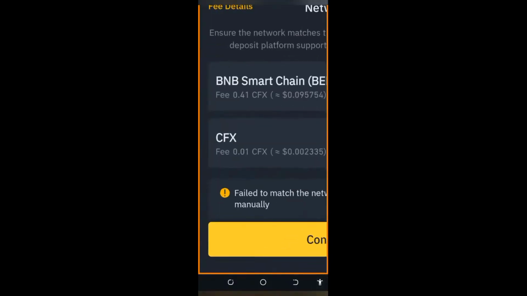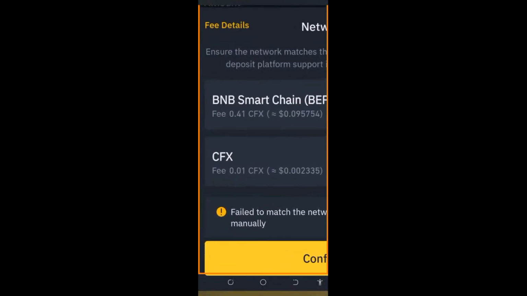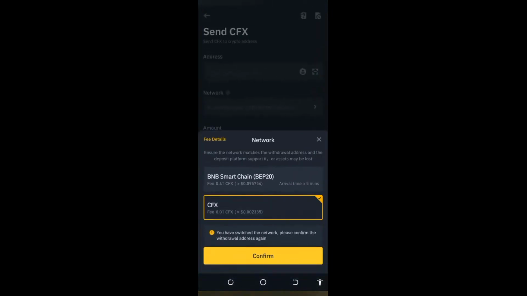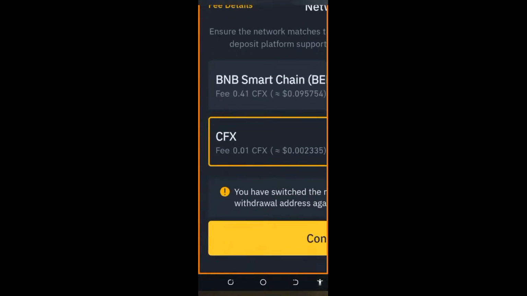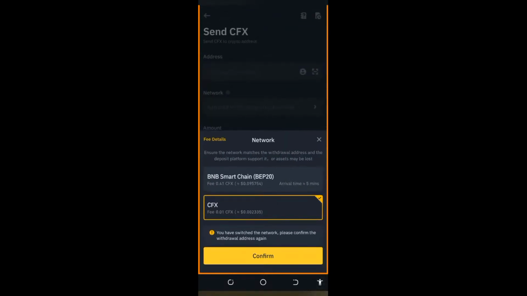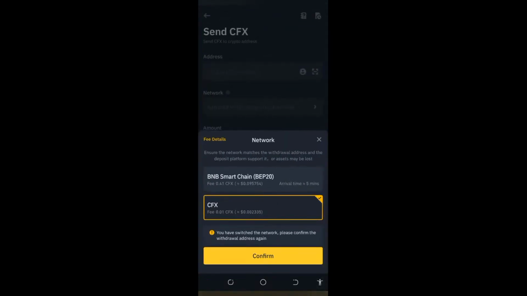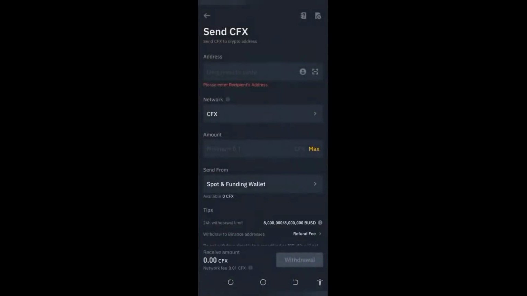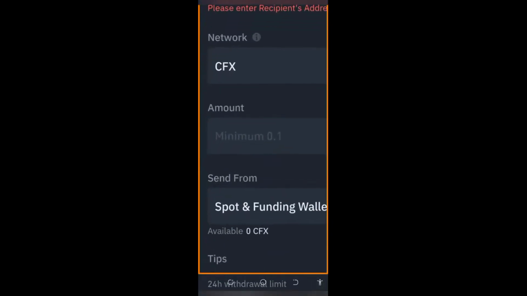Does it say Conflux eSpace? I'm not seeing eSpace, but I'm seeing CFX. So let's click on CFX. How much is it? It's just about 0.000, what am I saying? 0.002. That's less than 1 cent. Beautiful. That's less than 1 cent to send. Okay, let's go ahead and click on confirm. So what we're going to do here is that we need to be sure that this is going to deliver. Don't forget, if you send money to a wrong address, your money is gone. Okay, so now what is the minimum that we can send? The minimum is 0.1. Okay, 0.1 CFX.